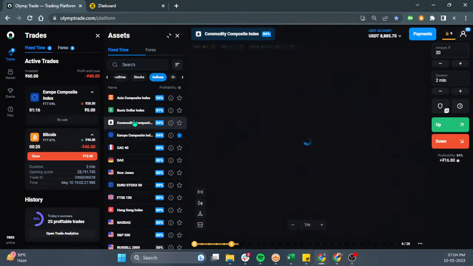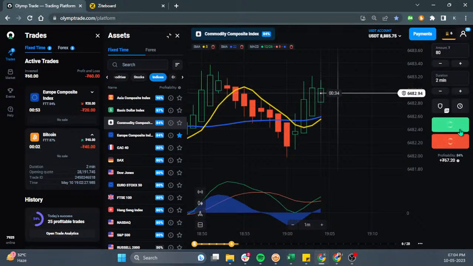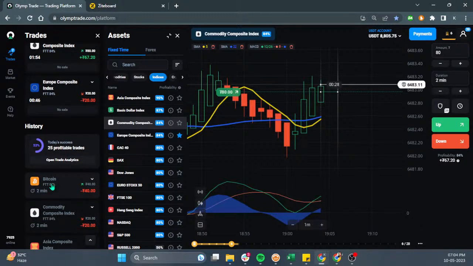We might have a chance in commodity. Let's see how this one goes. Unfortunately, what has happened right now, my 40 USD trade went to loss too.